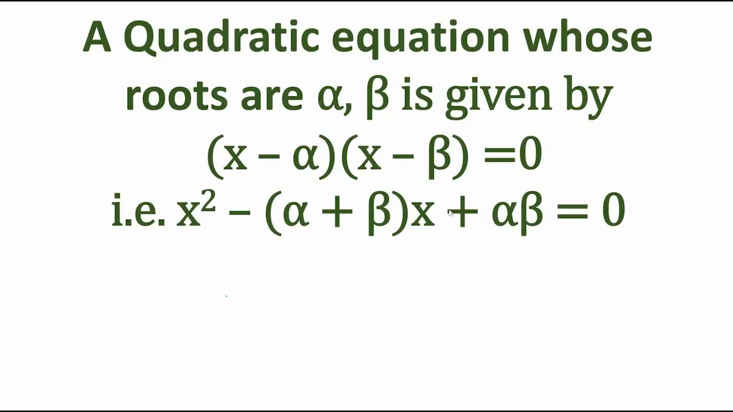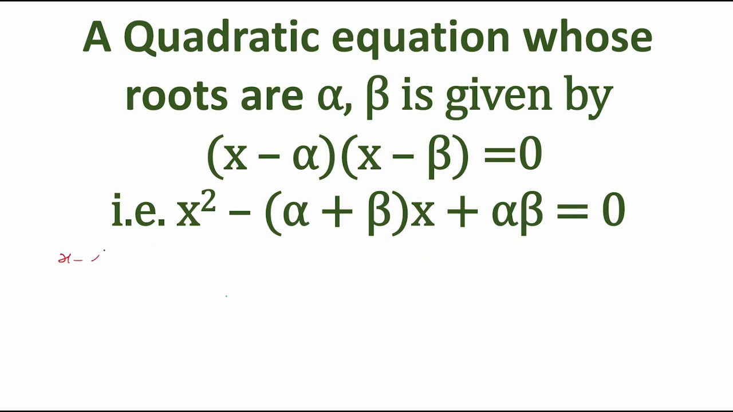Now let us see how to write the quadratic equation when the roots are given. So a quadratic equation whose roots are given as alpha comma beta can be written as (x minus alpha) into (x minus beta) is equal to 0. Generally we know the concept that however many roots we have, that many factors we can write and equate to 0 to get the required equation. So we have two roots here, we can write two factors, (x minus first root) into (x minus second root), and equate to 0. We get the required equation. So if we simplify, we get this form, that is x square minus (alpha plus beta) into x plus alpha beta equals to 0.